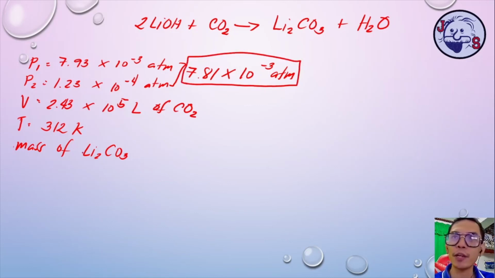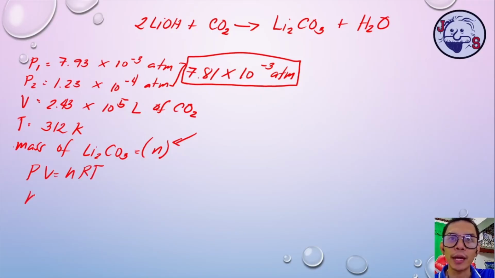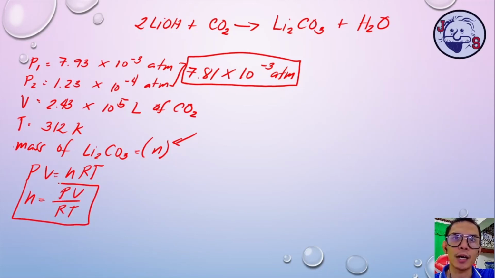We have here the volume, and there's nothing wrong with the volume. The temperature is already in Kelvin. Upon using the ideal gas law, to compute the mass we need to find out first the n, the moles of carbon dioxide. Using the formula PV equals nRT, and we are asked to find n, so n is equal to PV over RT. That is the formula we will use on this problem.